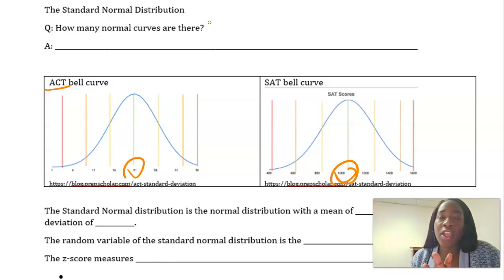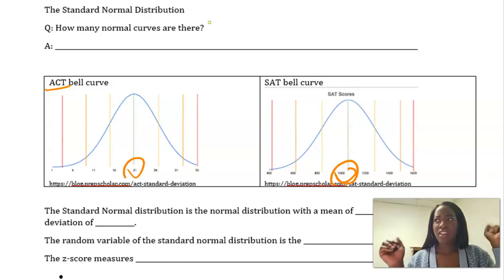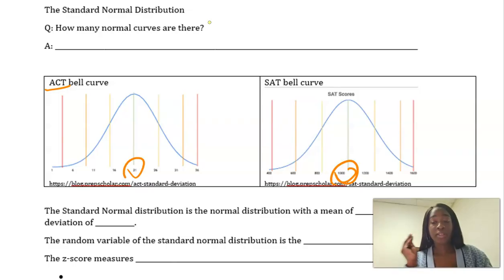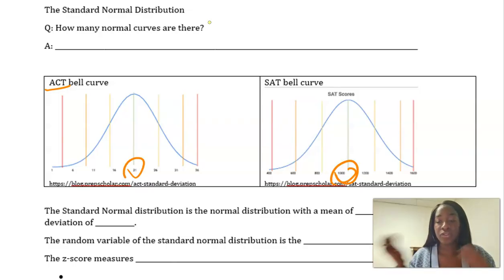If I didn't have that curve there, and one person tells me they got a 21 on the ACT, and another person tells me they have 1,000 on the SAT, I don't know how to compare those two. I don't know how to say, maybe you did better, maybe you did better. I'm not sure because I don't know what the comparison is between the scores of the ACT and the scores of the SAT. I don't know how people do on average.